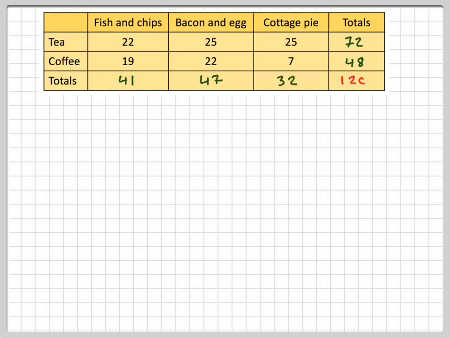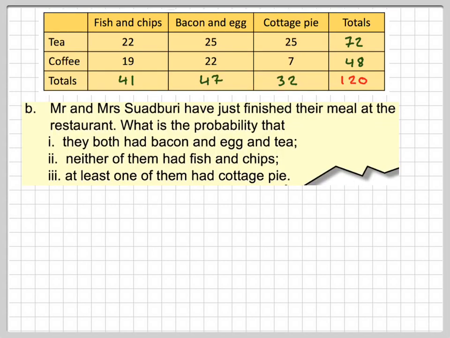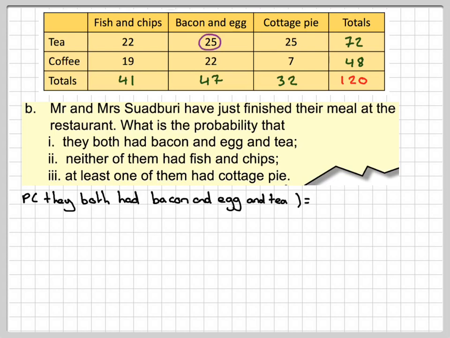Right. Final part. Mr. and Mrs. Sudbury had just finished their meal at the restaurant. What is the probability that they both had bacon, egg, and tea, neither of them had fish and chips, and at least one of them had cottage pie? Right. So they both had bacon and egg. That means if Mr. Sudbury has bacon and egg, that's going to be 25 out of 120.